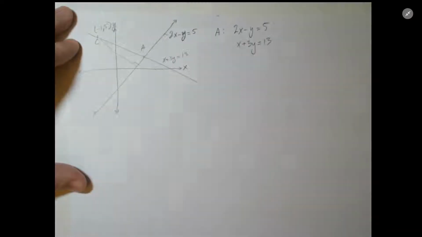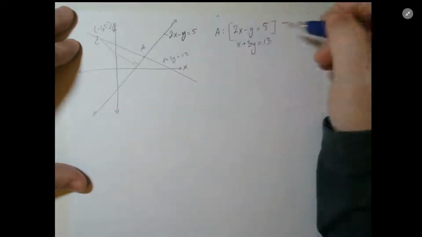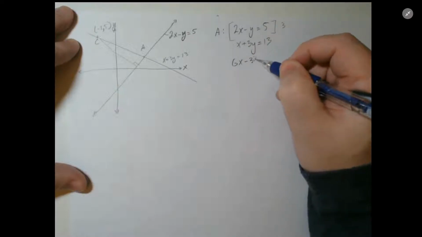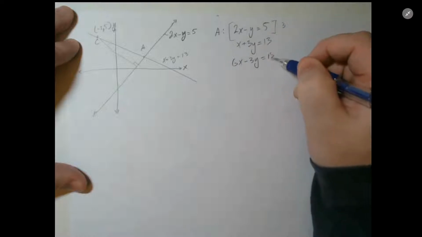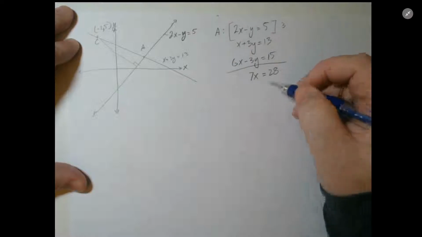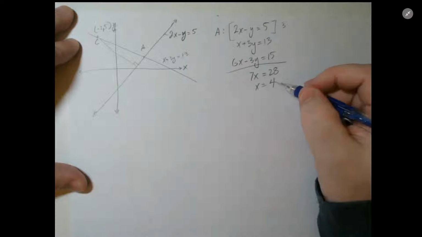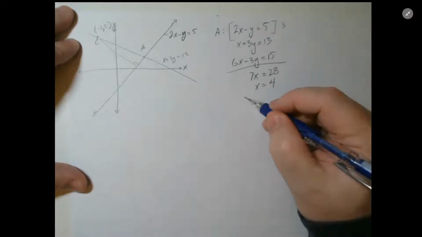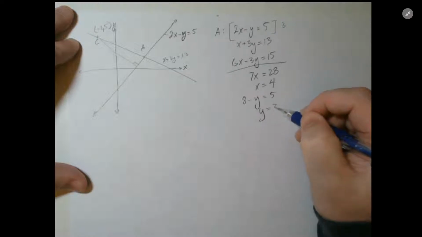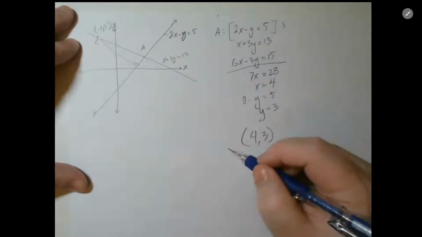You have a few different ways to solve this. I'm going to multiply this whole equation by 3. Gives me 6x minus 3y equals 15. Add the two equations: 7x equals 28. x equals 4. Plugging it back into here, 8 minus y equals 5, so y equals 3. So A is (4, 3).